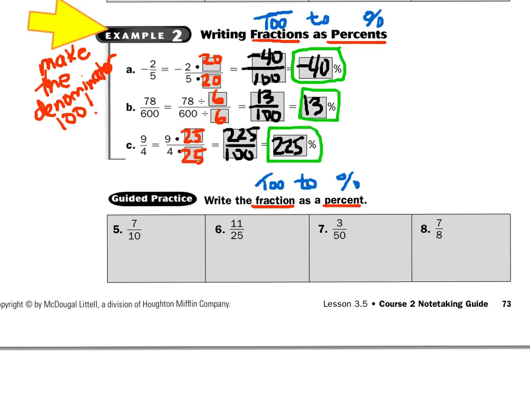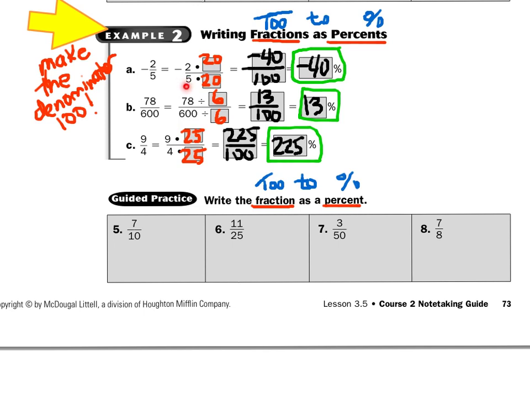Okay, so take a look at example 2, writing fractions as percents. Now notice fractions is per 100, and I'm going to change that to a percent. And the percent symbol means per 100. So take a look at letter A. I have -2 over 5. So -2 over 5. The fastest way to make any fraction into a percent is to try to make it per 100. So make the denominator become 100.